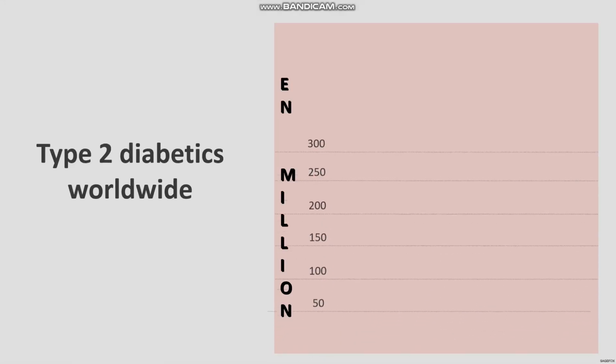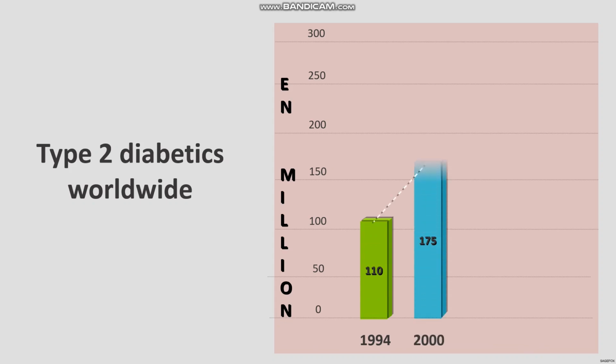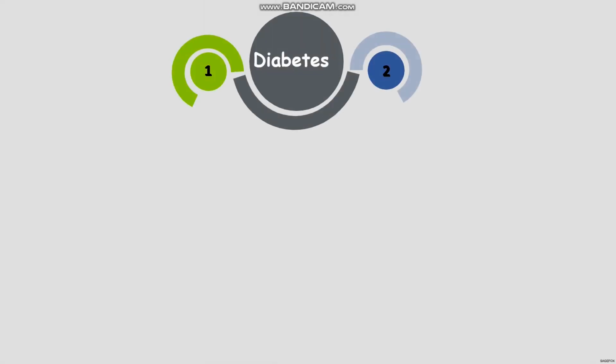Regarding the progression of the disease, we observe from the document a sharp increase in the number of people suffering from diabetes, from 110 million in 1994 to 300 million projected in 2025. There are two types of diabetes.